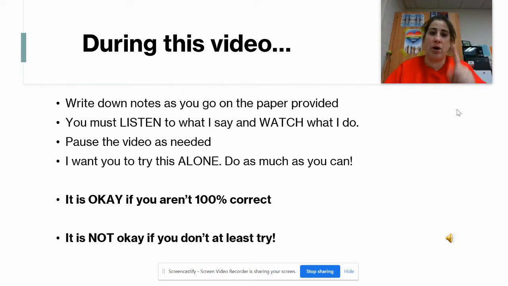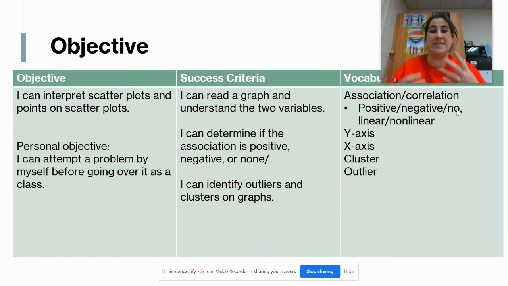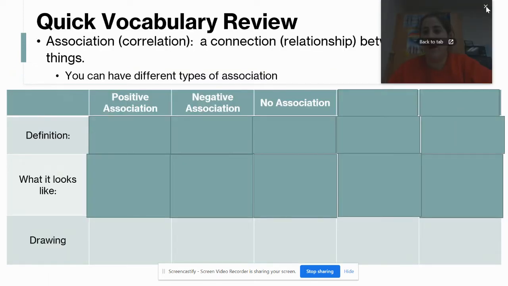So keep in mind, I am going to be calling home for any student that has a negative note on my subplans. All right, our objective for today is I can interpret scatterplots and points on scatterplots. We kind of talked about this at the beginning on Monday, but we went through it kind of fast. So we're going to talk about it some more with a little bit more detail because we're going to get to some hard stuff on Monday. Your personal objective is I can attempt a problem by myself before going over it as a class. We're not going to be going over it as a class, but I will be giving you answers in the video.